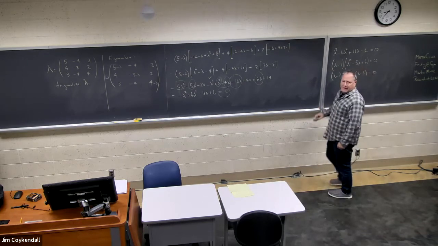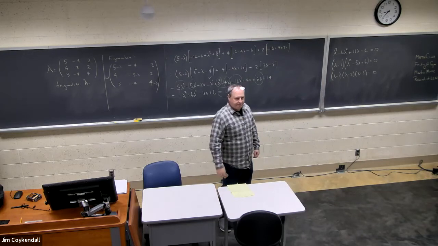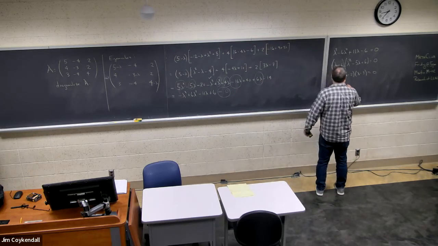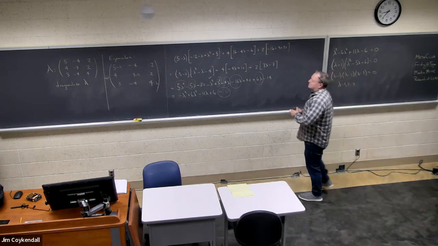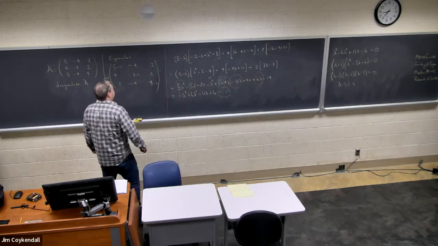So I've got 3 eigenvalues: 1, 2, and 3, right? So let's get the eigenvectors.